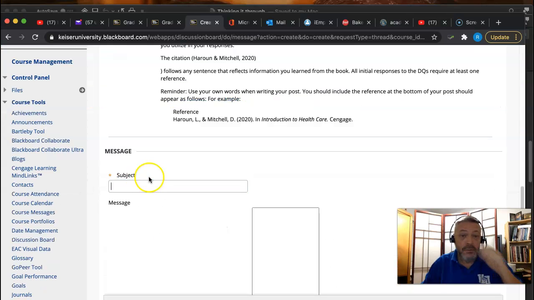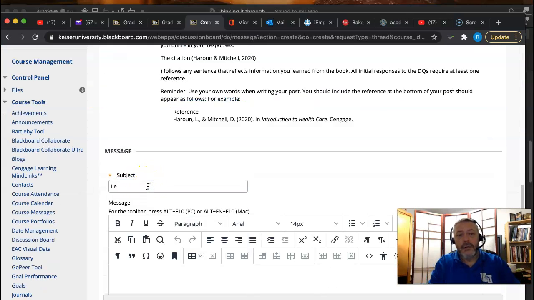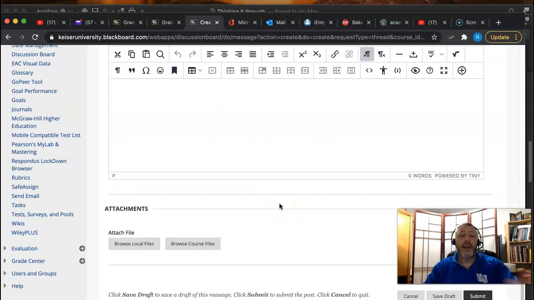and then once that loads, you type in the subject, so learning to think like a health care professional. All right, so I have my title in there. Then I answer the question, and I provide 3 examples of thinking like a healthcare professional, why and how I think I'll put that into my professional life. And once I'm done with my post, and again, I would suggest writing it in a Word document, conducting a spelling grammar check, and then putting it into your discussion post by copying it from the Word document and then pasting it in here.